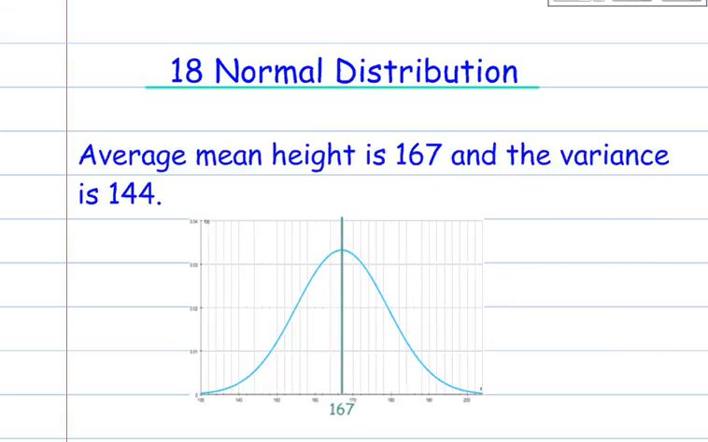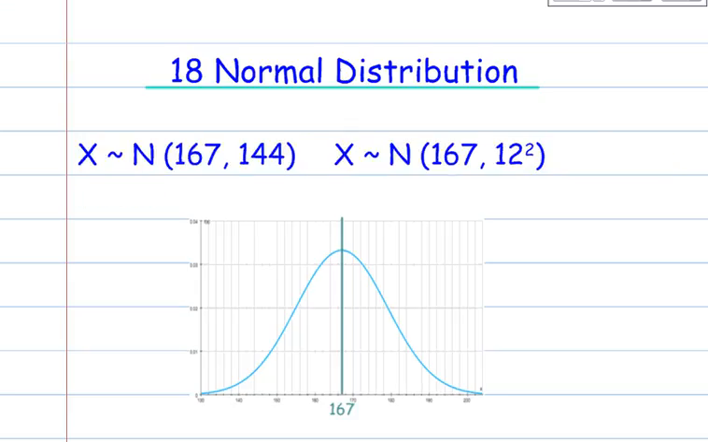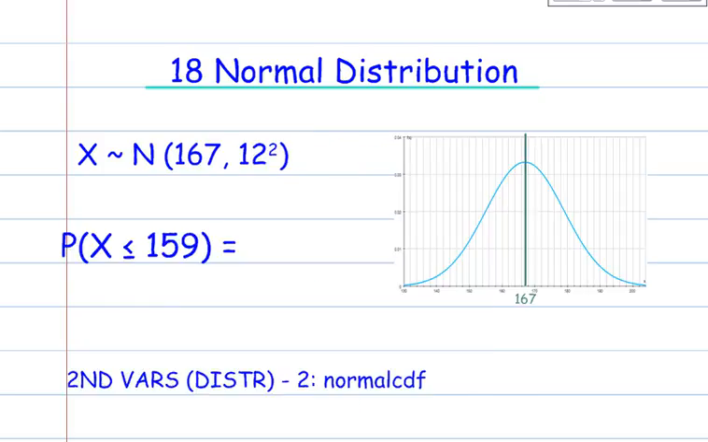So let's do an example. The average mean height is 167 and the variance is 144. So I take a note to myself, that means the variance is 144. Following the notation, X is normally distributed with a mean of 167 and a variance of 144. So that means the standard deviation, sigma, is 12. Let's have a look at the probability of X being less than or equal to 159.